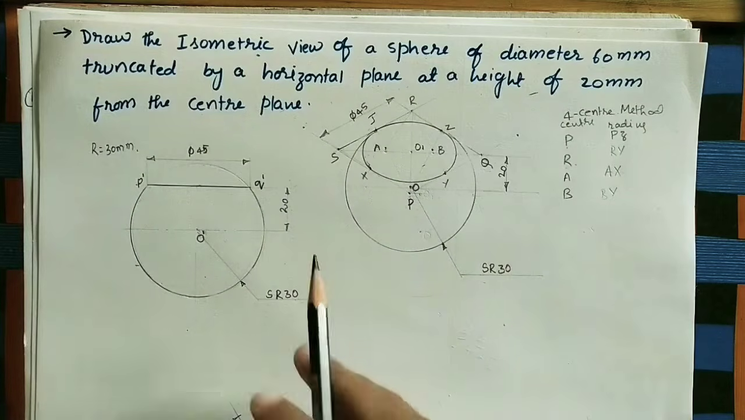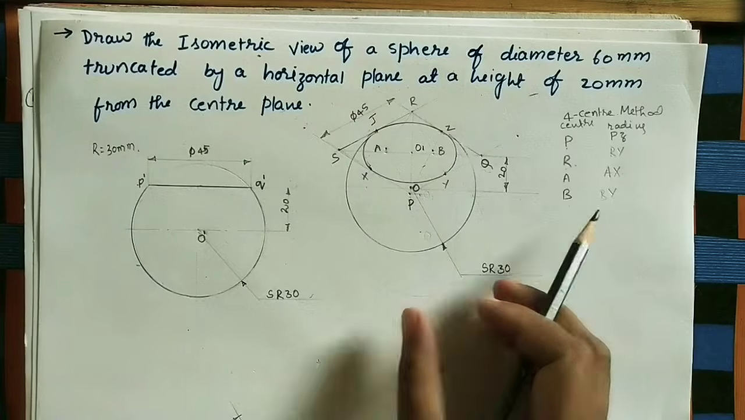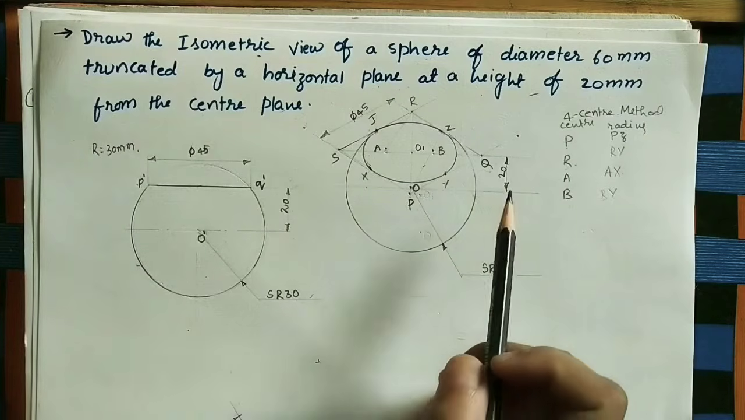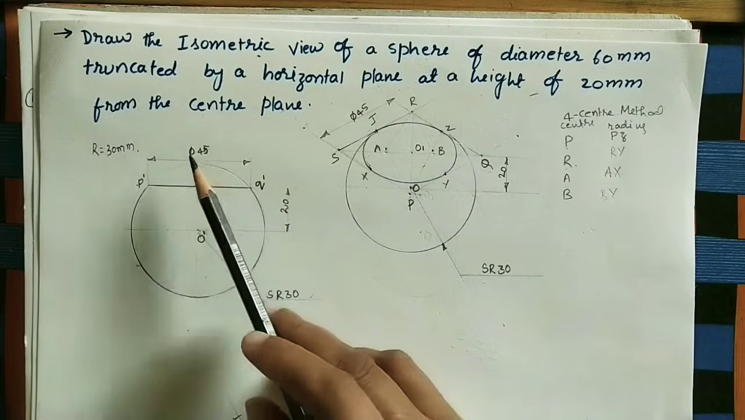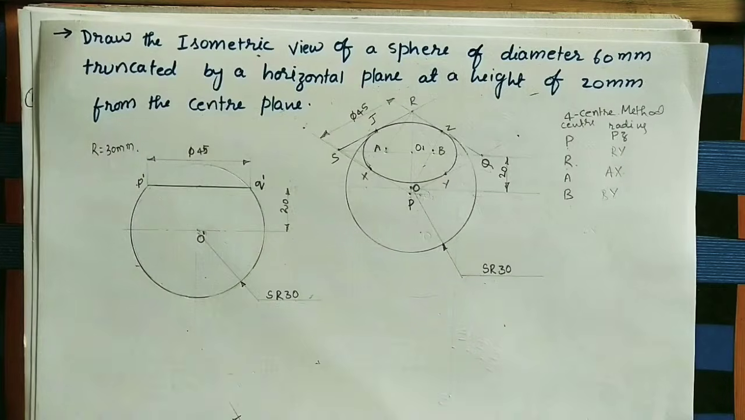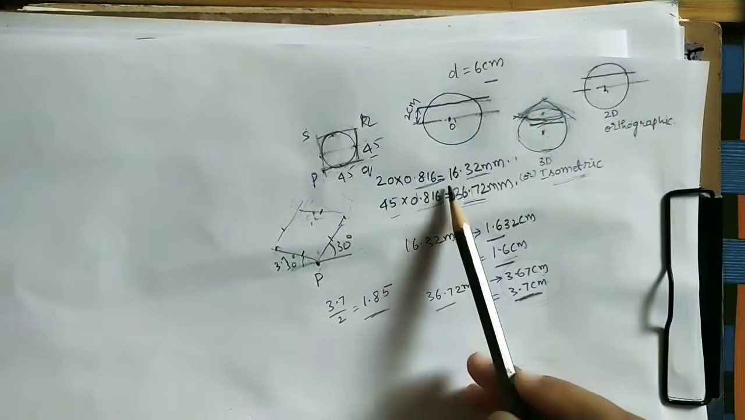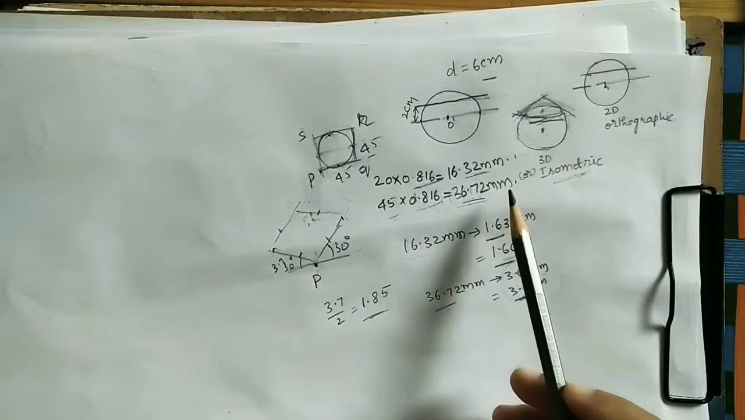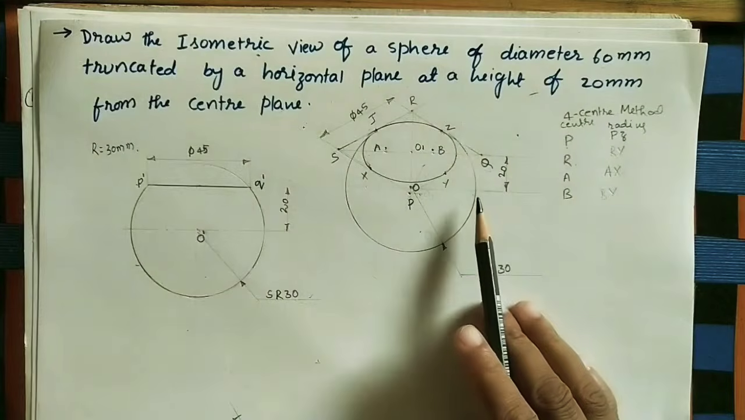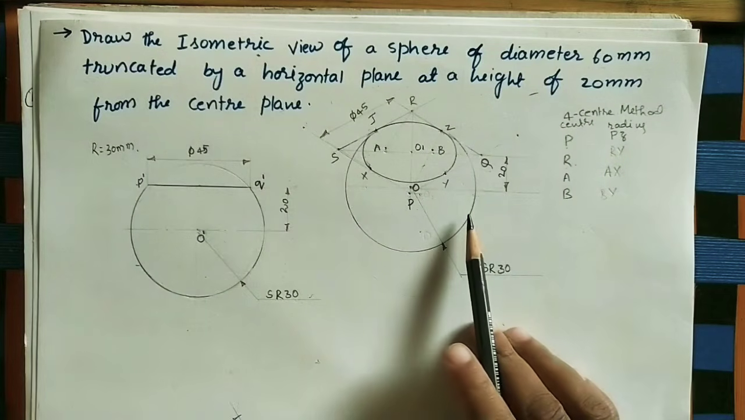Always remember, take the radius or diameter as it is for the sphere. The remaining dimensions, meaning 20 and 45, we have to change by multiplying with 0.816. We have to take the reduced values. So this is the method of doing the isometric view for the sphere.